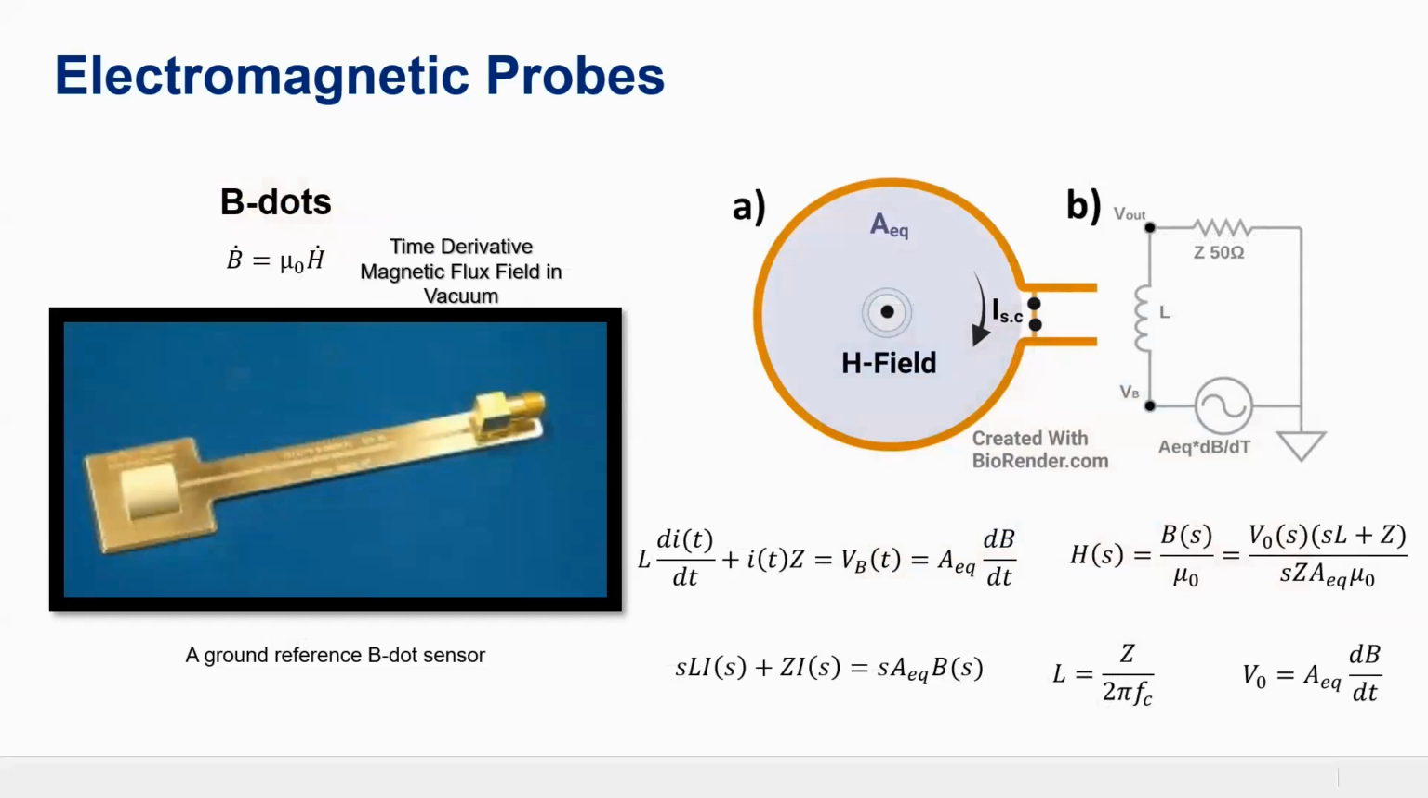And then on the other hand, we also have B-dot probes. These work essentially the same. They're also derivative, but they use a coil to measure the magnetic flux, and then you can get the H field off of that. So between these two sensors, you can then get the wave impedance.